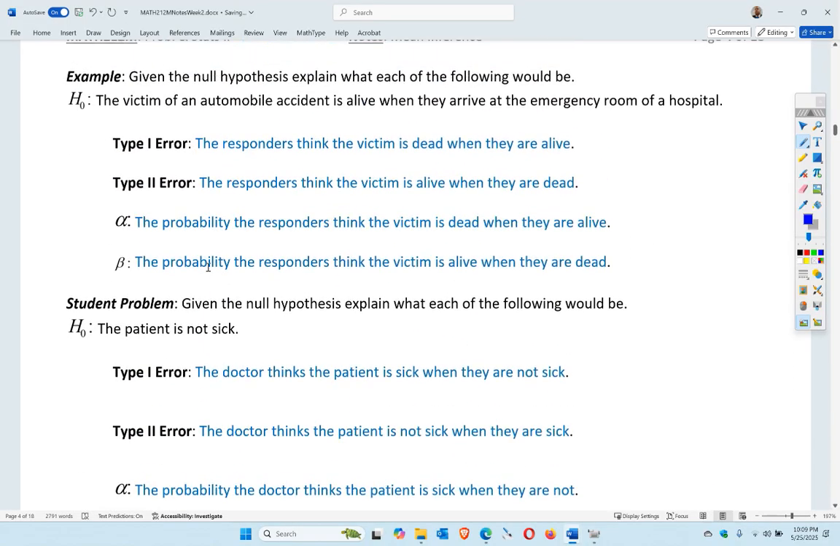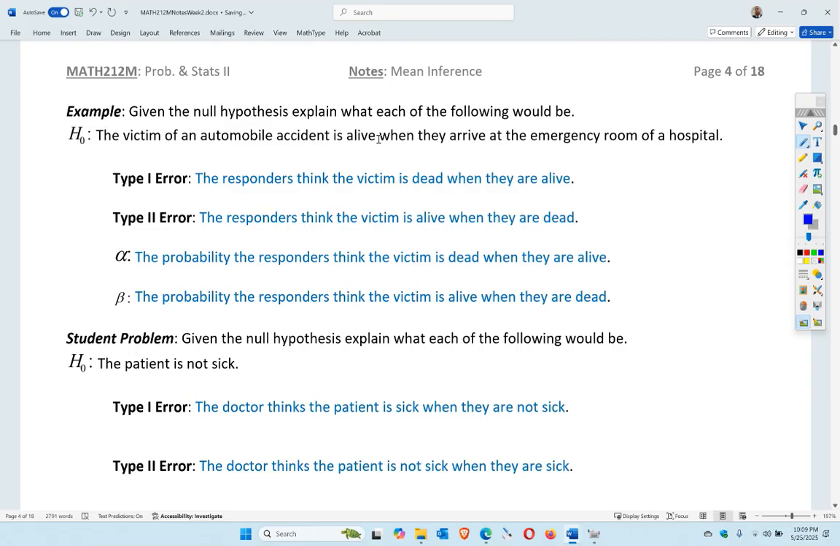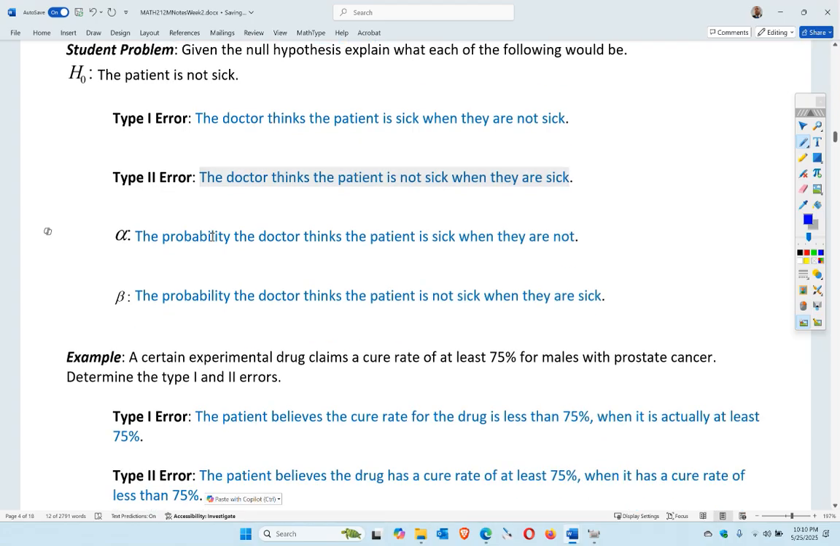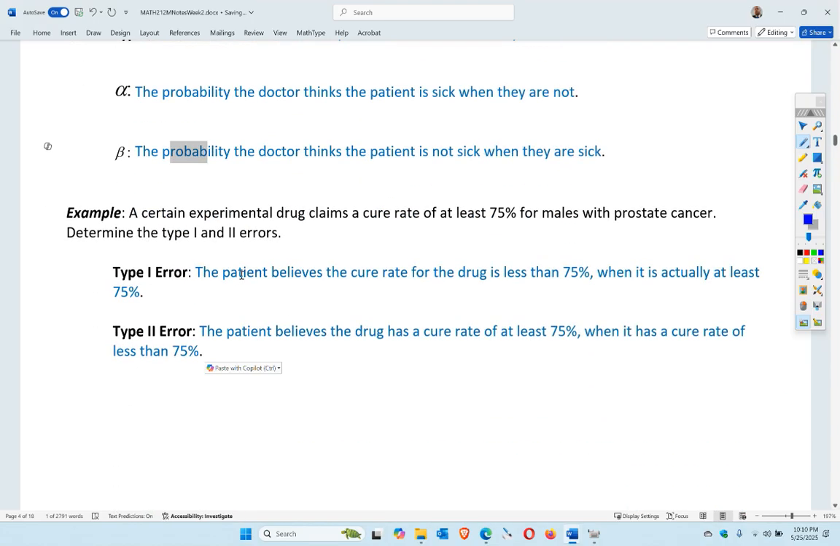Okay. So the victim of an automobile accident is alive when they arrive in an emergency room at a hospital. The responder thinks the victim is dead when they're alive, right? And the responder thinks the victim is alive when they are dead, right? Type 1, type 2 errors. Again, probability of these things happening. The patient is not sick, right? So basically the doctor thinks the patient is sick when they are not sick, so false positive. The doctor thinks the patient is not sick when they are sick, false negative, right? Probability of each of those happening.